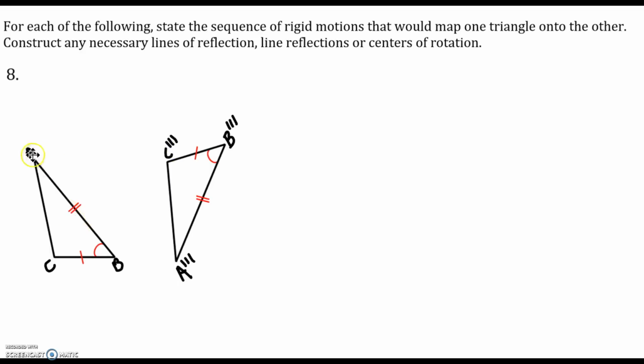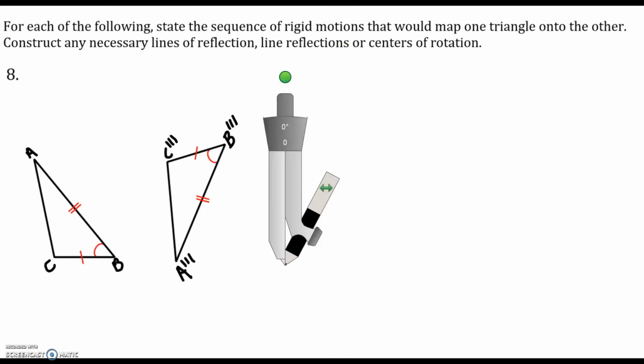So that means that on the original, A, B to C, I'm labeling that in a clockwise direction. If I look at the final one, A, B to C, I'm labeling that in a counterclockwise direction. That means the orientation changed. So that means there has to be a line reflection going on here. So I'm going to need to construct that line, that reflection.